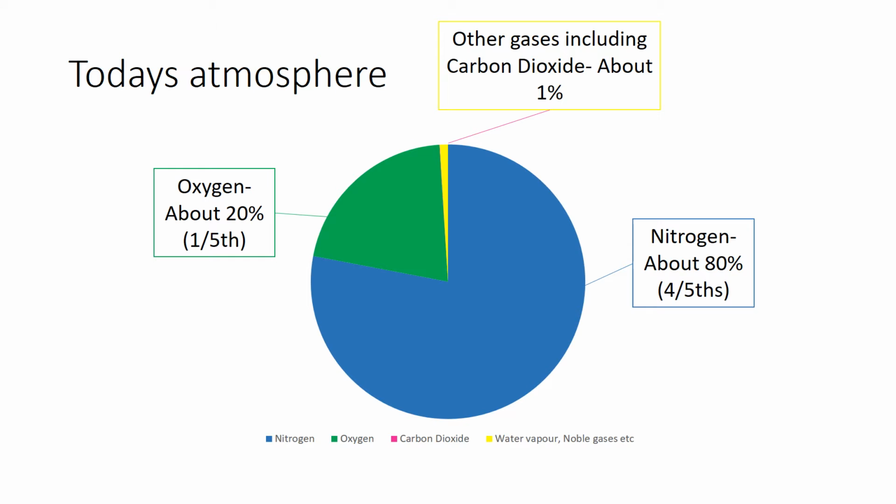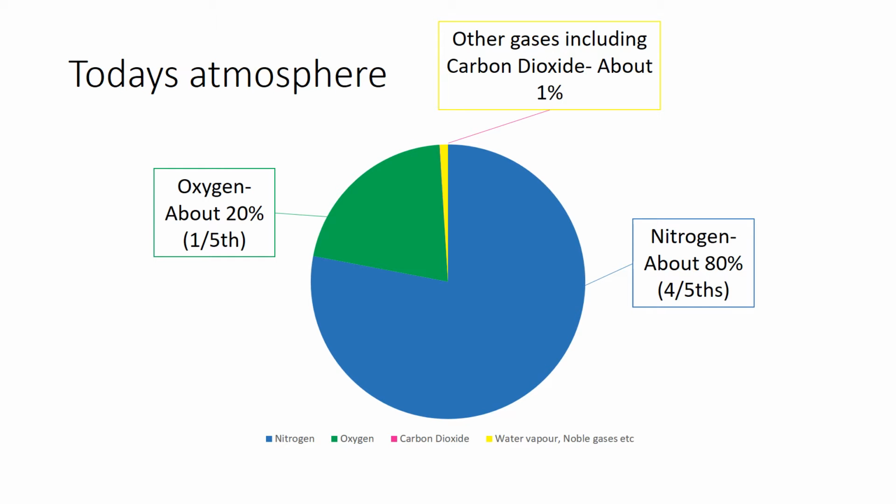So obviously this is a pie chart. For those that want to know exactly the numbers that I've used on that pie chart, because I know there's probably some of you, I've used 78% for nitrogen, 21% for oxygen, 0.04% carbon dioxide, and 0.96% other gases. But you just need to know it's about 80% nitrogen, 20% oxygen, and the rest is carbon dioxide and other gases.